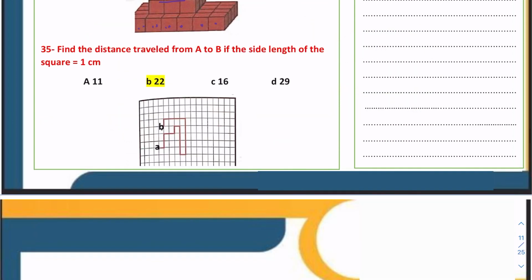Question number 3. Find the distance from A to B. Okay, I will have to count. 1, 2, 3, 4, 5, 6, 7, 8, 9, 10, 11, 12, 13, 14, 15, 16, 17, 18, 19, 20, 21, 22. I will choose 22, because each square is 1 centimeter, okay?